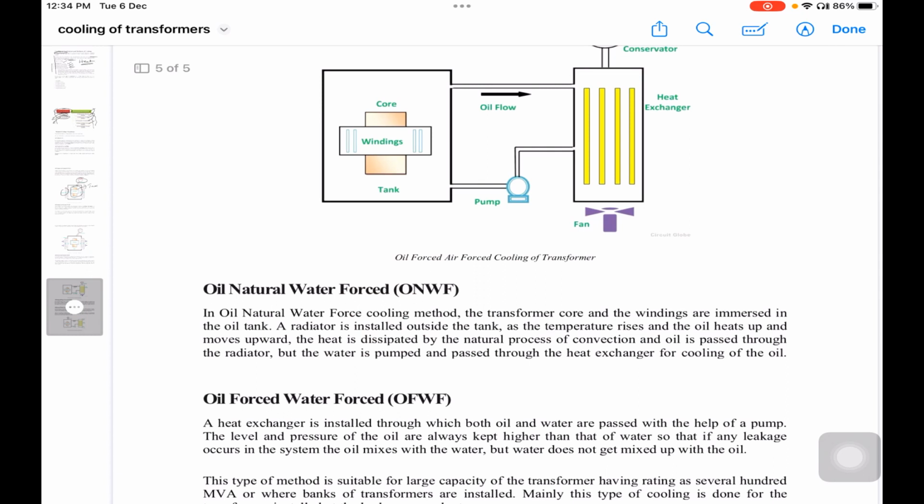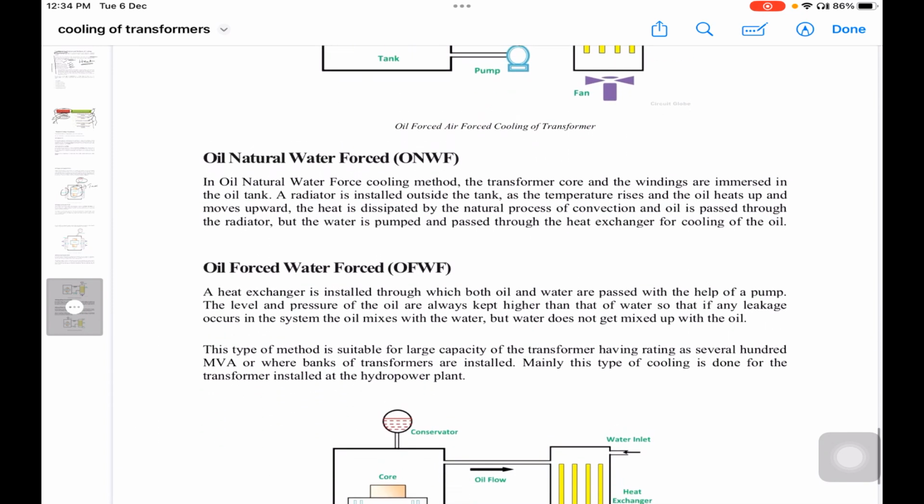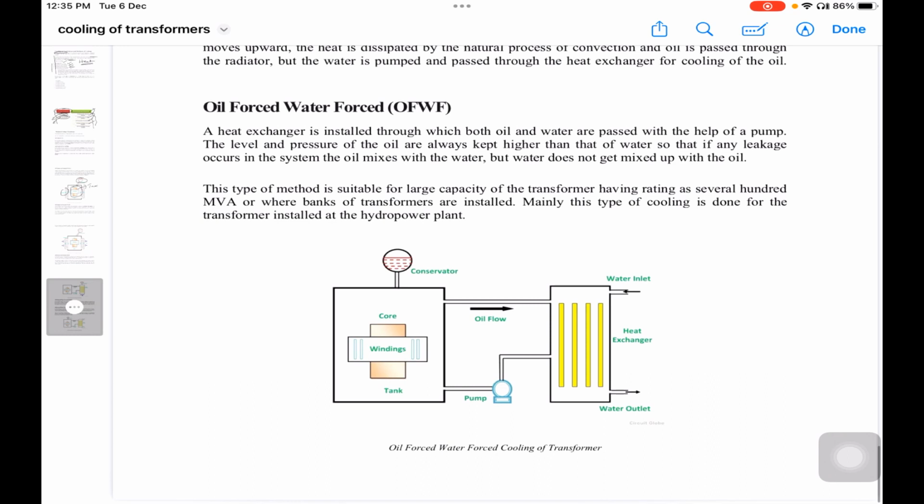And the last one is oil natural and water forced. As you can see here, water forced means the transformer is immersed in the oil and water is forced outside the core in order to cool it down at a much faster rate. You can see the diagram here. For the purpose of cooling, we have used water pumps externally. So the water pumps cool the generated heat.